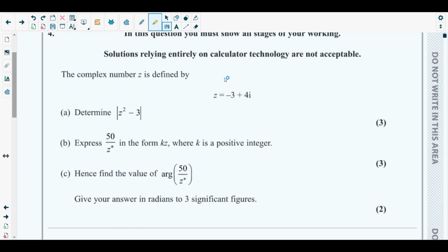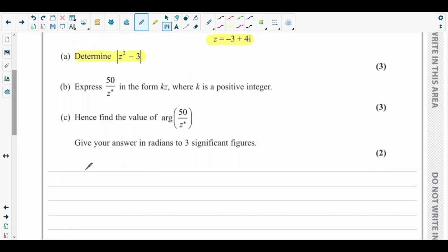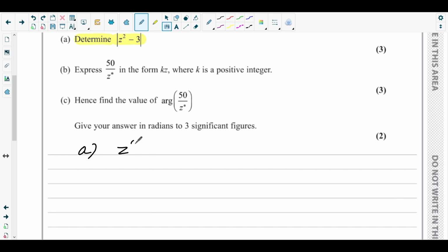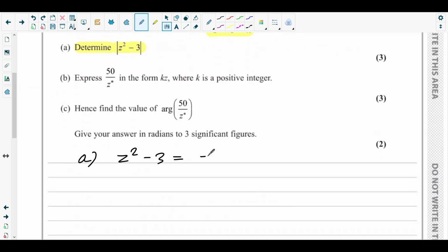Okay, so here the question says the complex number z is defined by z equals -3 plus 4i. So part A is asking to determine the modulus of z squared - 3. Okay, so z squared - 3. Let's get the equation for z squared - 3. So this is basically (-3 + 4i) whole squared - 3.